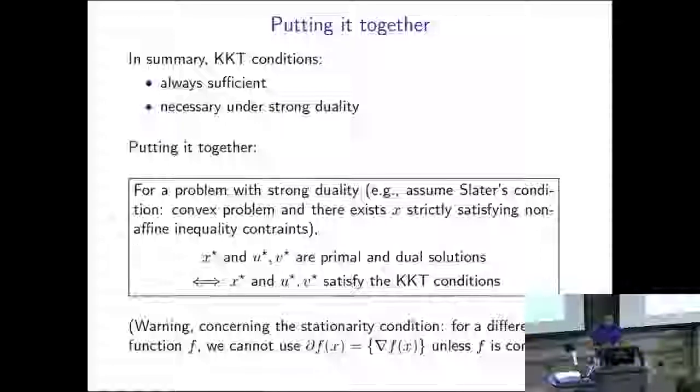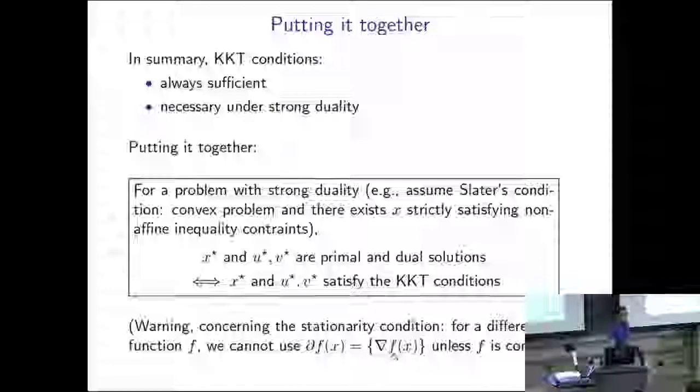Okay, a warning that I'll make about the stationarity condition. You might see this written in different ways in different texts. The Boyd and Vandenberghe text describes the KKT conditions differently than what we're doing in this class. But that book actually doesn't have subgradients at all, so it's going to be different because they don't even consider subgradients.